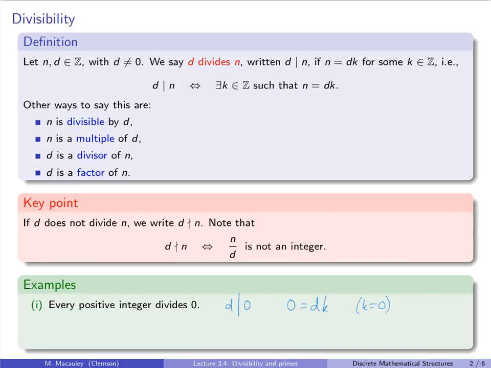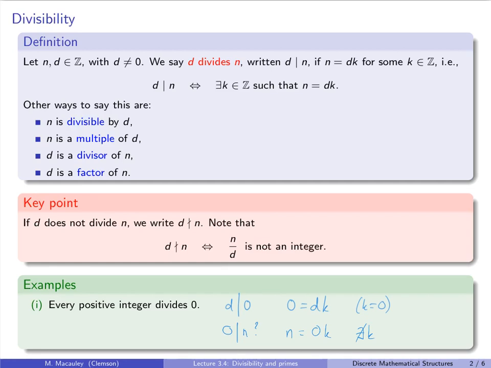I also claim that 0 does not divide into any positive integer. Now, I've actually disallowed this with the definition, but one reason why it's convenient to do that is because it wouldn't work anyways. Let's just check. Does 0 divide into n? Well, if this were the case, then we would need n to be equal to 0 times k for some k, and there does not exist such a k. So everything divides into 0, but 0 does not divide into anything.